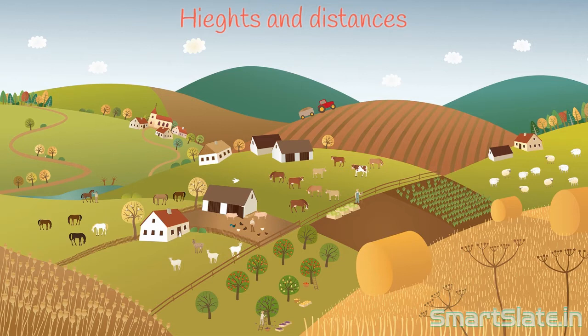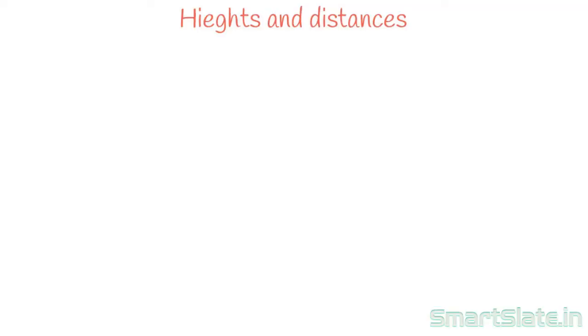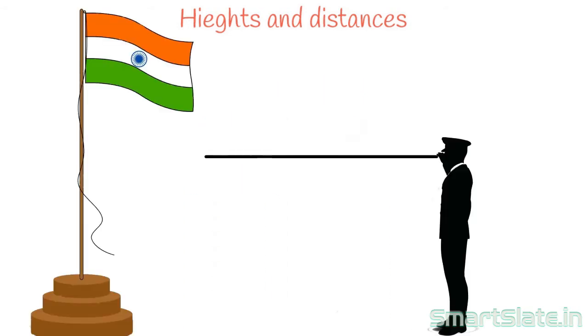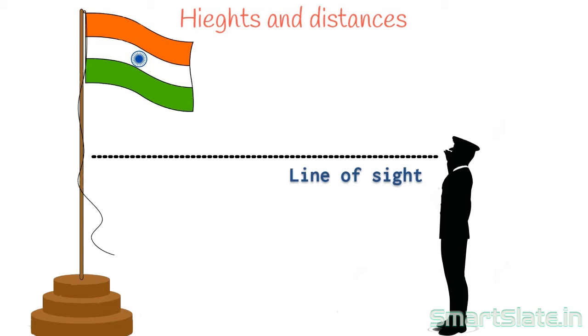Before that, you must be familiar with some terms: line of sight, angle of elevation and angle of depression. The line drawn from the eye of an observer to the point on the object viewed is the line of sight. If a person is viewing the flag, he has raised his head to view the object. In this case, the line between the eye and the point on the flag is not a horizontal line, but this line makes some angle with the horizontal line.